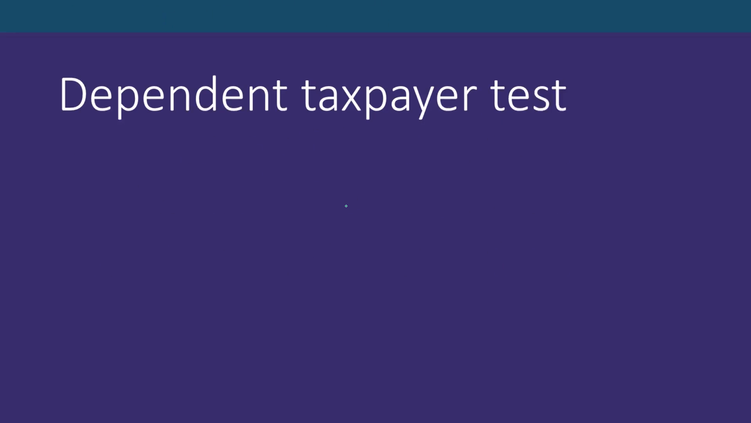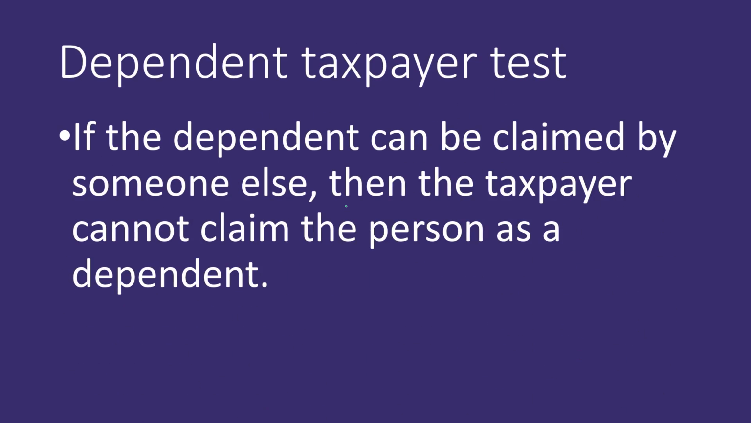So these are going to be the qualifications in order to qualify for an exemption for a dependent on our tax return. So dependent taxpayer test, the first test to qualify for an exemption: if the dependent can be claimed by someone else, then the taxpayer cannot claim the person as a dependent. So this happens quite often. Once again, if the student claimed themselves, then they couldn't be qualified as an exemption. And if both the student and the taxpayer claimed the same individual as an exemption, someone would get a note from the IRS, and that would be a problem. So that would be one instance in which only one individual can claim the exemption.